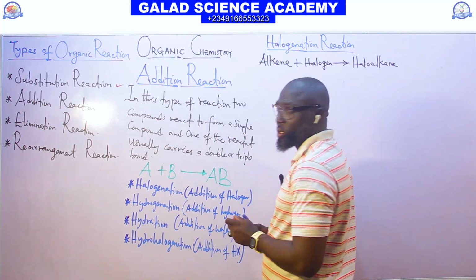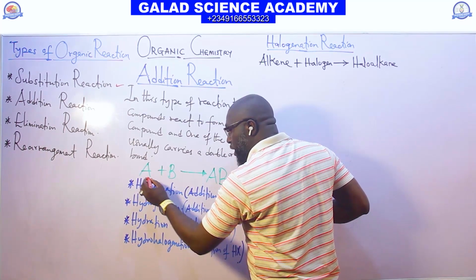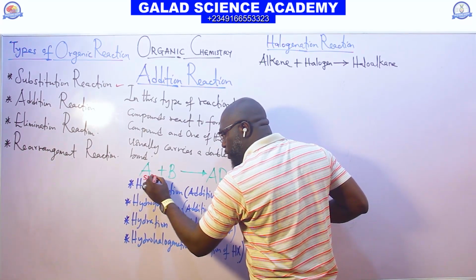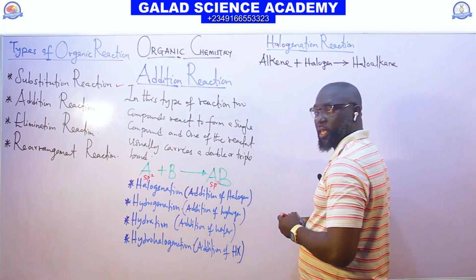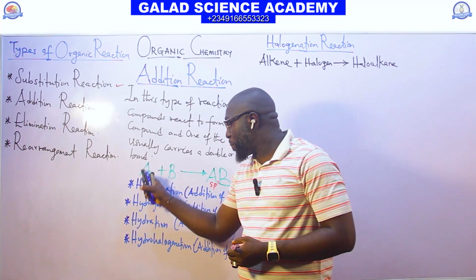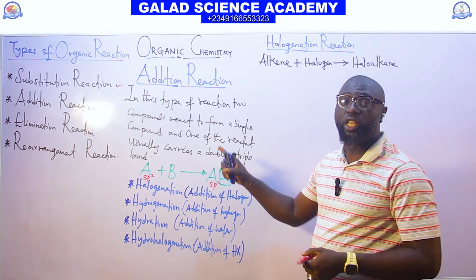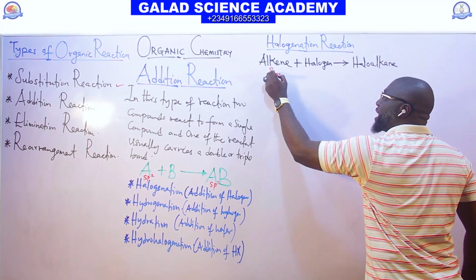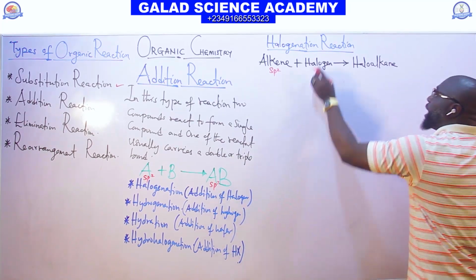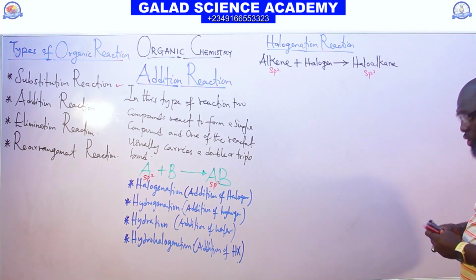And in addition reaction, I forgot to add this. The hybridization of compound A here changes. If the hybridization here is sp2, at the end of the day, it will change to sp3. But if the hybridization of this compound A is sp, it will change at the end of the reaction to sp2. Please note it. So the hybridization of this alkene here is sp2 hybrid. Alkane gives us sp3 hybrid.